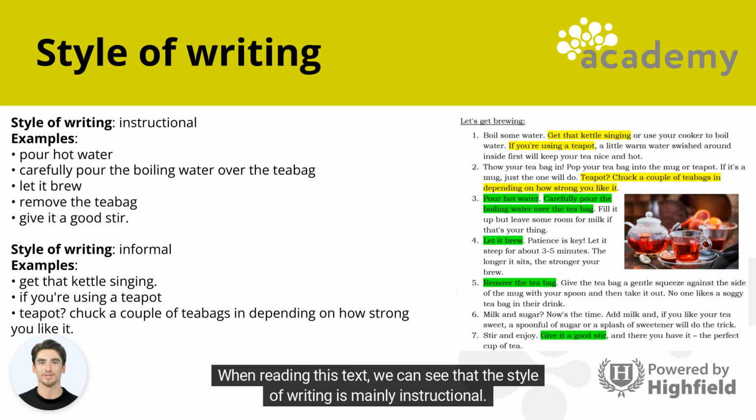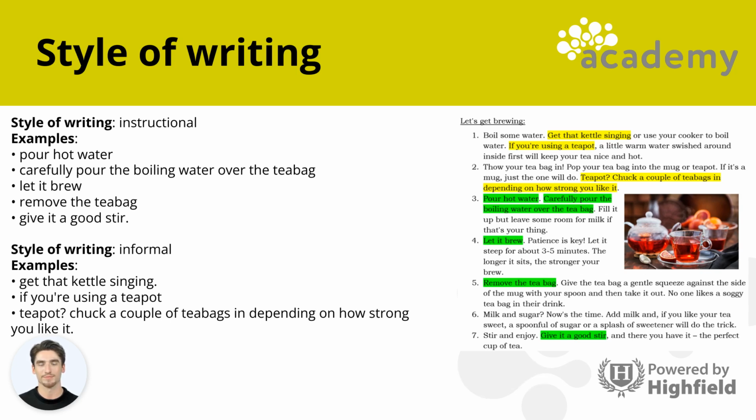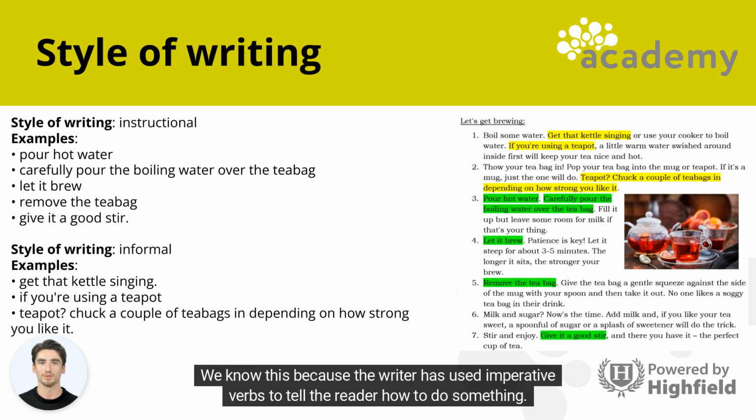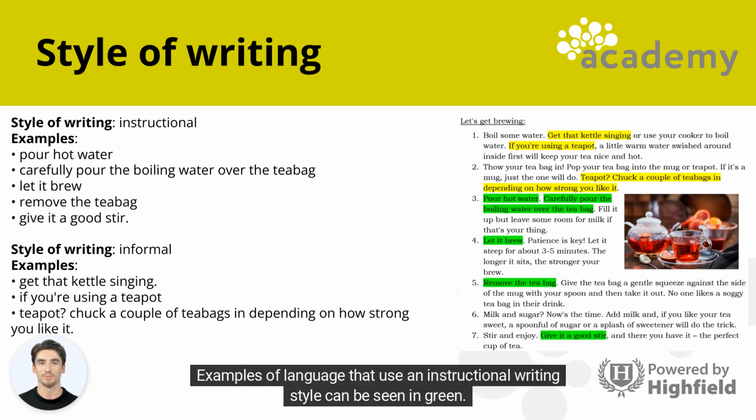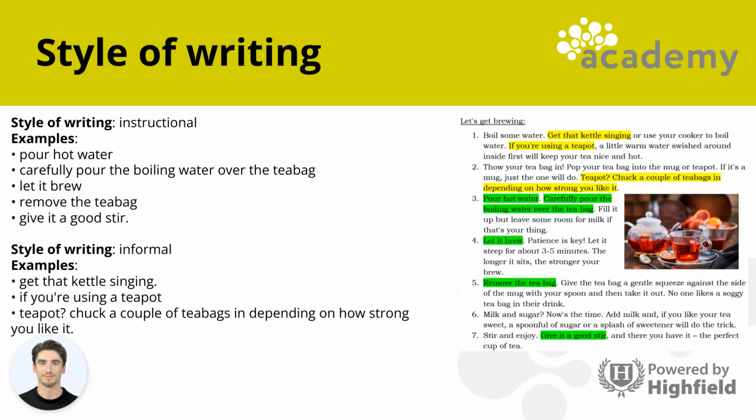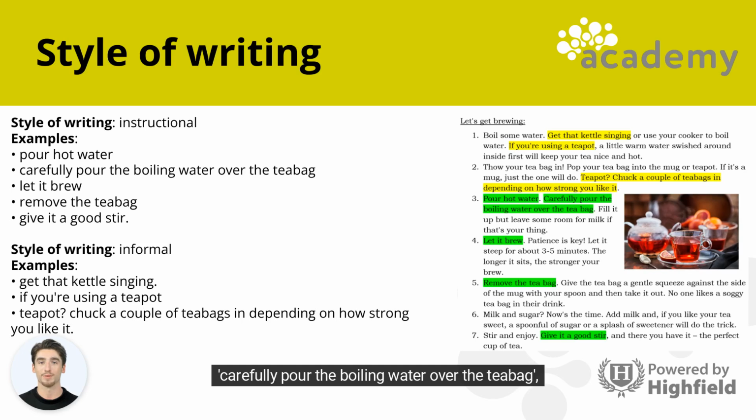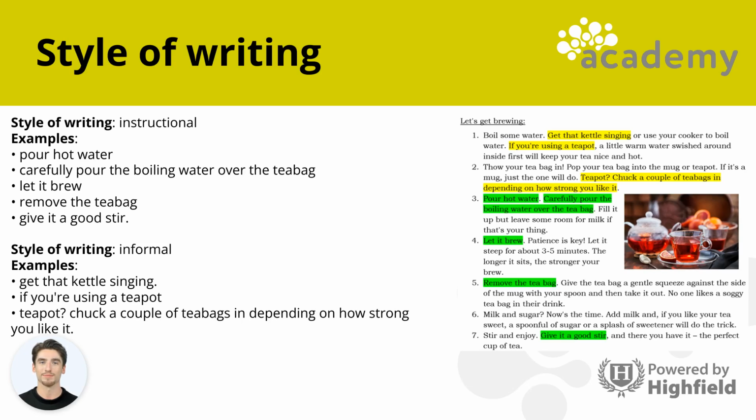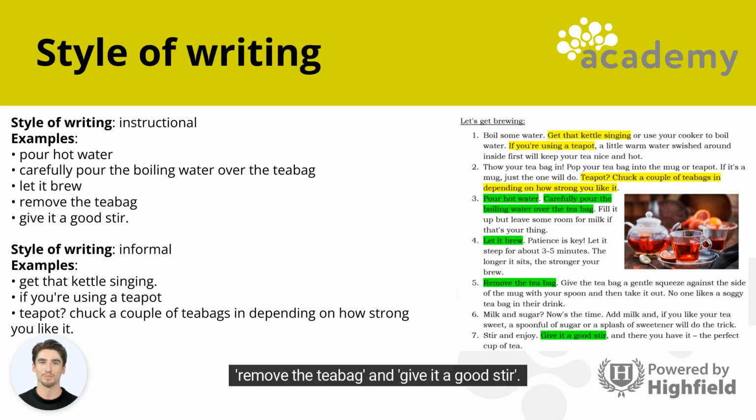When reading this text, we can see that the style of writing is mainly instructional. We know this because the writer has used imperative verbs to tell the reader how to do something. Examples of language that use an instructional writing style can be seen in green. For example, pour hot water. Carefully pour the boiling water over the tea bag. Let it brew. Remove the tea bag and give it a good stir.